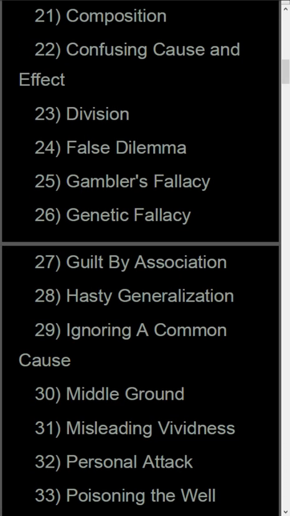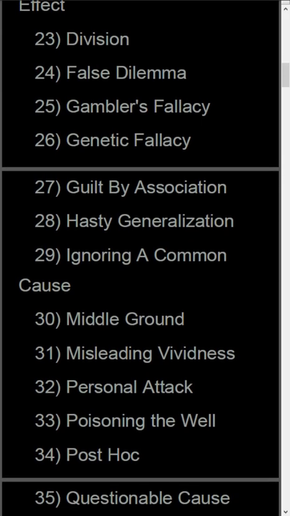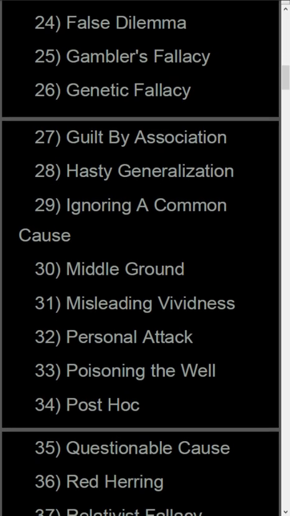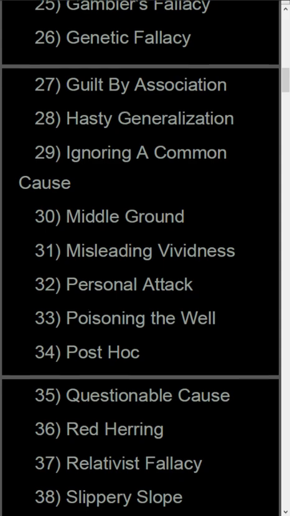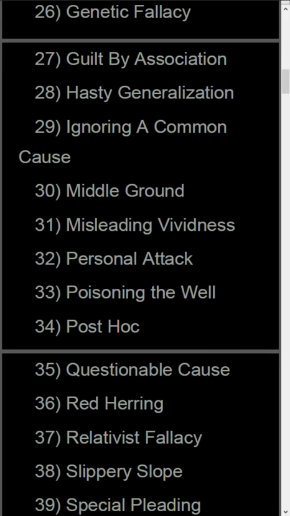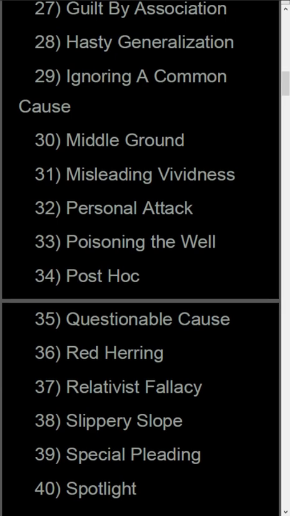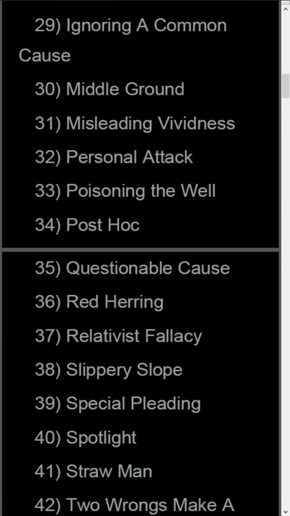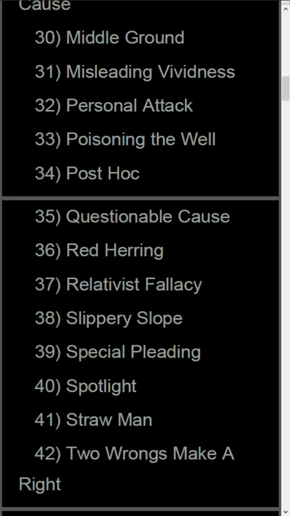25. Gambler's fallacy. 26. Genetic fallacy. 27. Guilt by association. 28. Hasty generalization. 29. Ignoring a common cause. 30. Middle ground. 31. Misleading vividness. 32. Personal attack. 33. Poisoning the well.